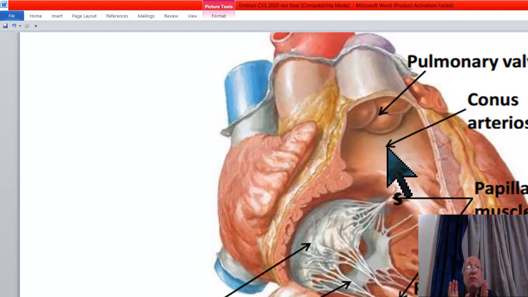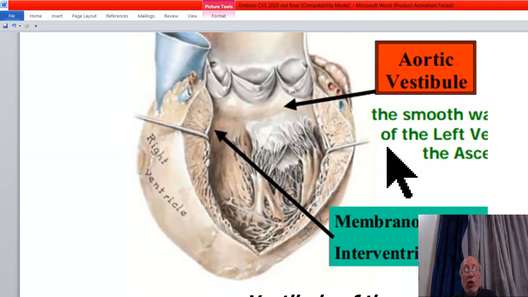Absorption of the mid part of the bulbus cordis into the left ventricle will produce the outflow of the left ventricle, which is this smooth part, which is called the vestibule of the ascending aorta. Vestibule of the ascending aorta.